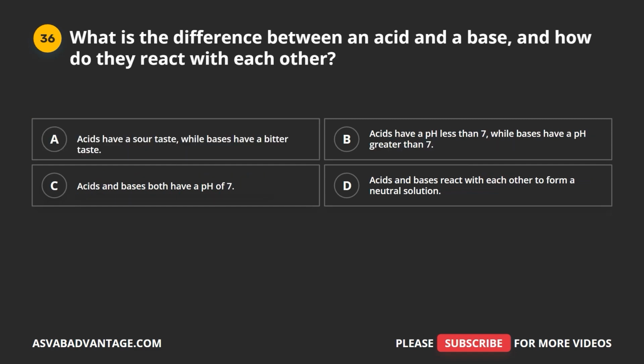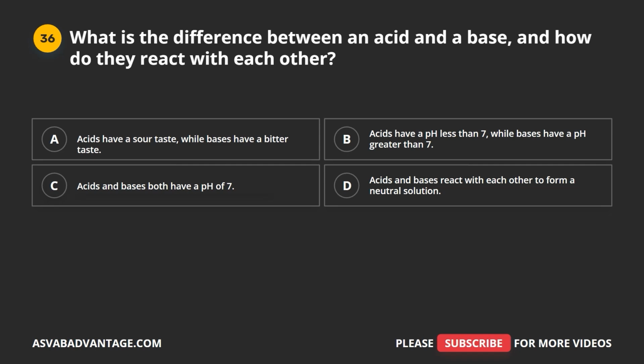Question 36. What is the difference between an acid and a base, and how do they react with each other? A. Acids have a sour taste, while bases have a bitter taste. B. Acids have a pH less than 7, while bases have a pH greater than 7. C. Acids and bases both have a pH of 7. D. Acids and bases react to each other to form a neutral solution.